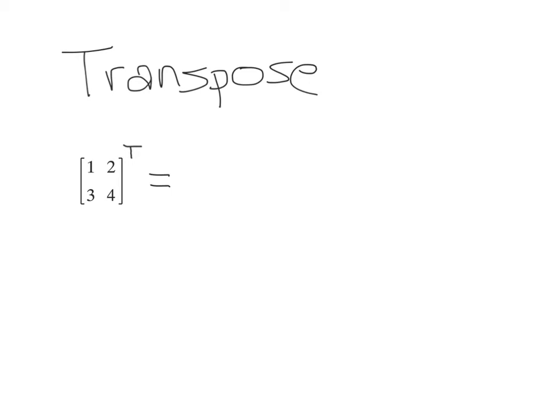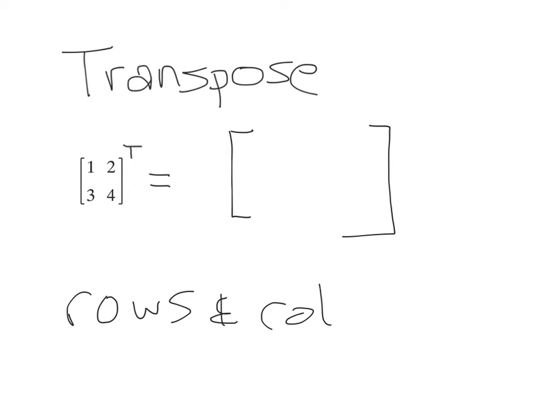Transpose is another thing that we do with matrices. Transpose means a flip. We flip the rows and the columns. So if our original matrix is 2 by 2, our transpose matrix will be 2 by 2. If our original matrix is 2 by 3, that would turn into a 3 by 2. The rows and columns flip. So we change dimensions if our matrix is not square.